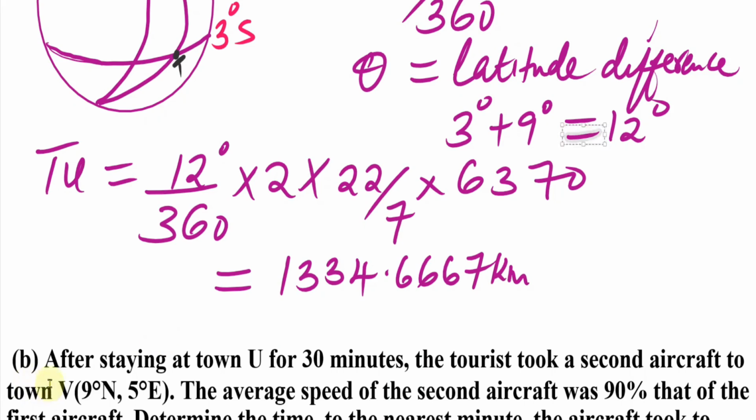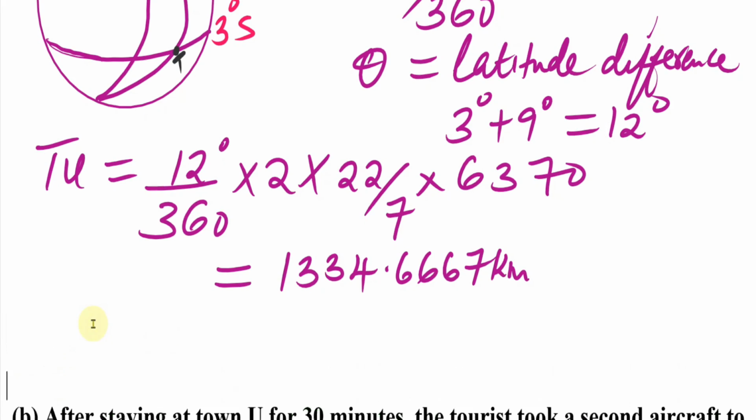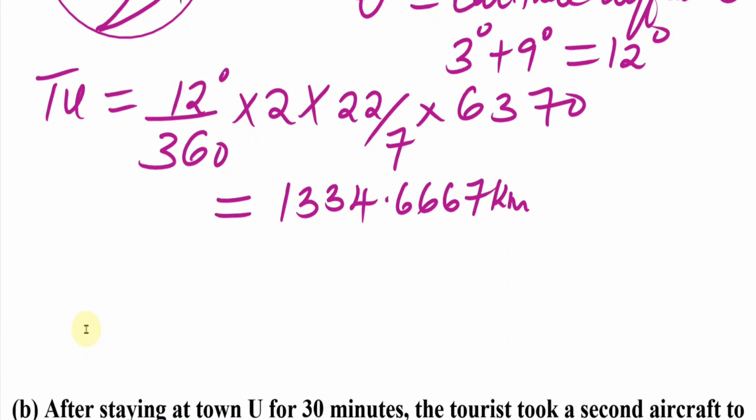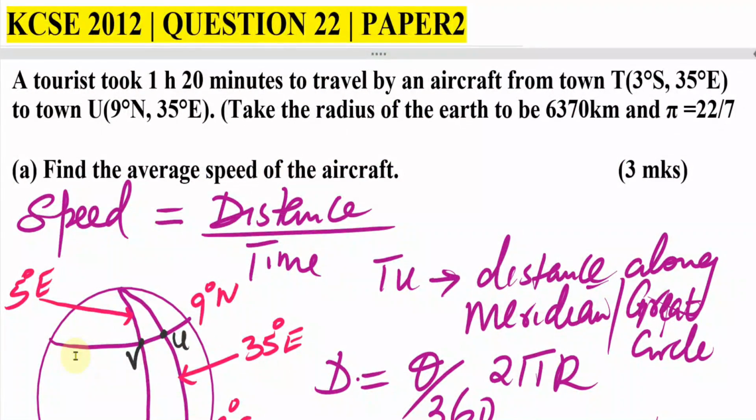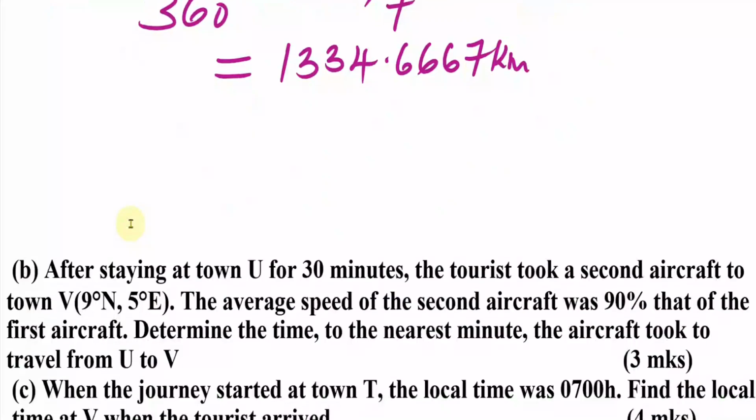Now what we need to get is time. Already we have time. Time is given as 1 hour 20 minutes. So we are good now to get the speed.